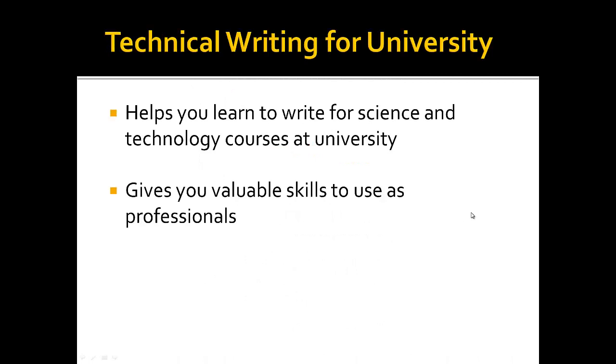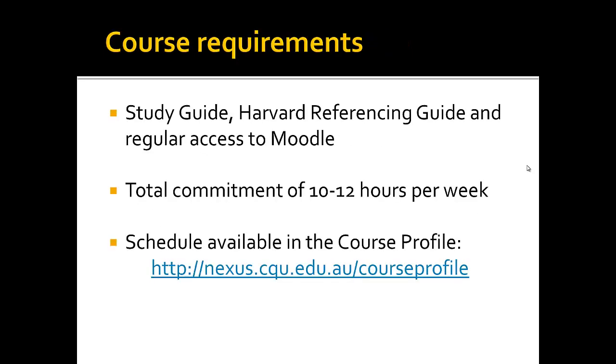So to summarize, this course is all about helping you to learn to write for science and technology courses at university, and writing is one of the main ways that students are assessed, so certainly an important thing to learn. But not only that, it also gives you valuable skills to use as professionals, because writing and good communication skills are a key part of almost any profession. So it's something that's prized by employers.